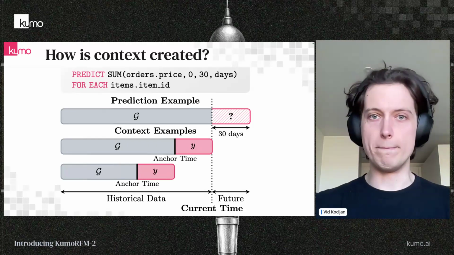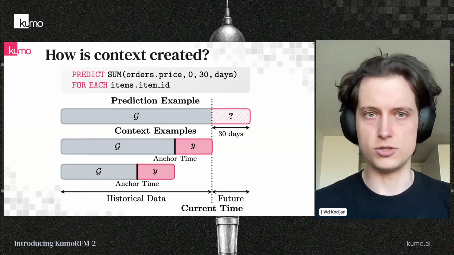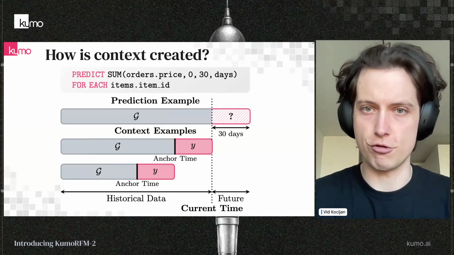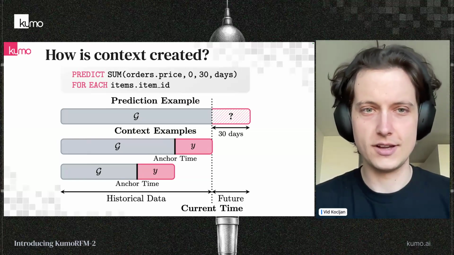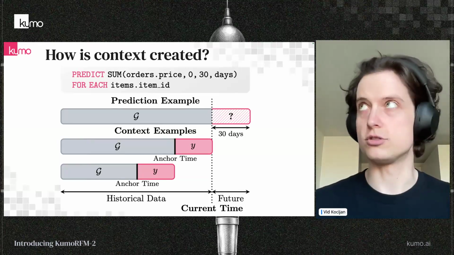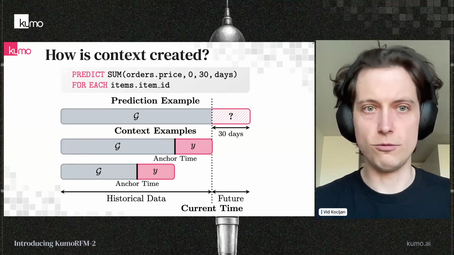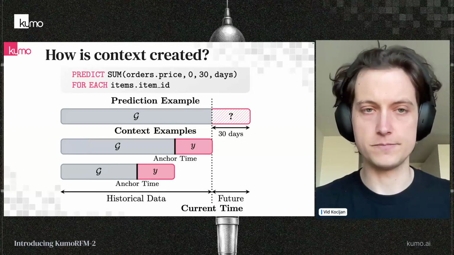This allows us to make the remainder of the process reliable and remove any risk of bugs that could sneak in had the context generating procedure been AI controlled. The query provides us with the entity definition, in these examples, item IDs, and the target definition, sum of order prices over the next 30 days.